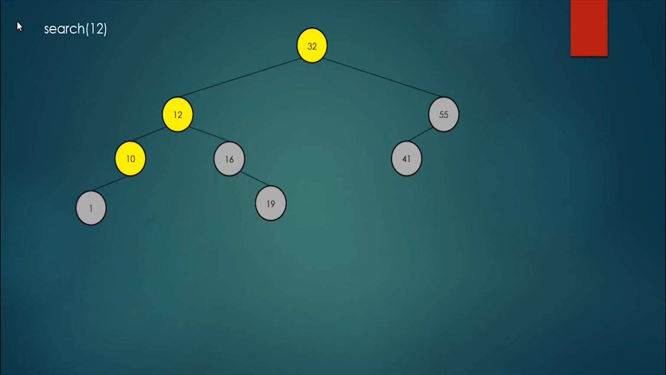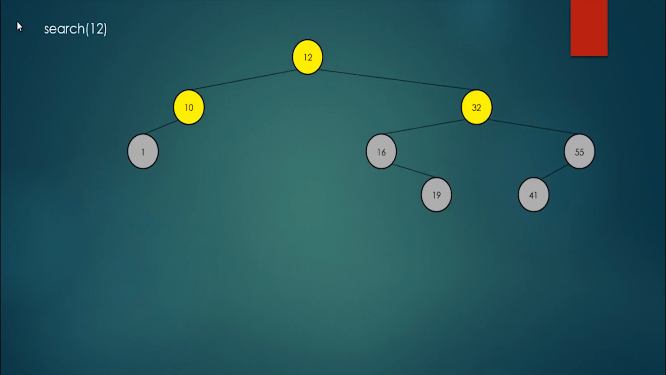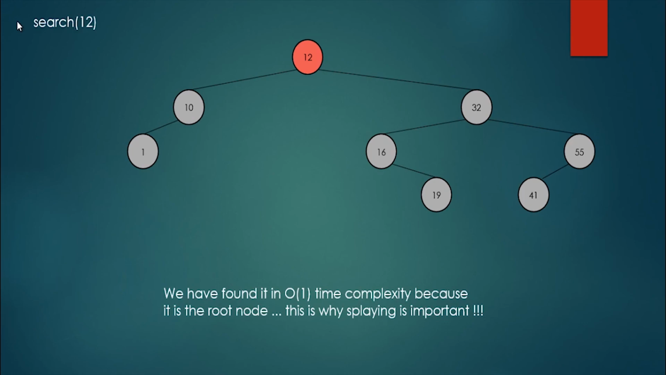Then the root node is not the 12, so we have to make again a right rotation, and now our splaying is fine because we were searching for 12, and after the splaying the root node is the 12. So why is it good? Because if we want to find 12 again, it's going to be the root node, so we have found it in constant time complexity because it is the root node. So this is why splaying is important.